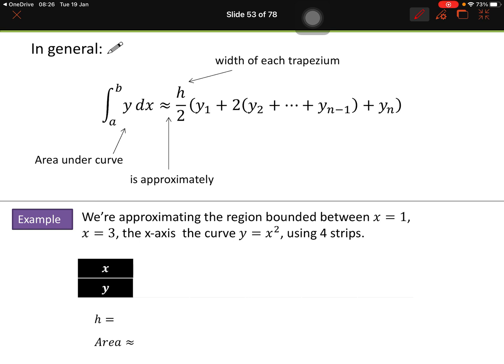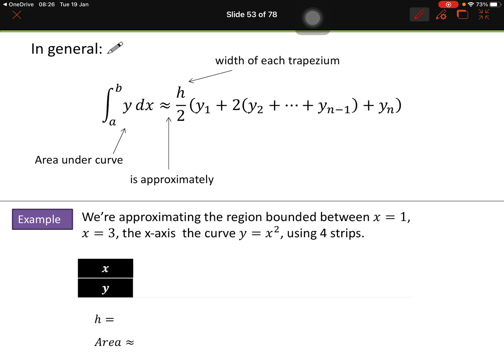So in general, the area under the curve, obviously we can do it as integration, but we can do the width of each trapezium h, lots of y1 plus 2 lots of y2 to yn minus 1 plus a yn. Shouldn't be anything too challenging with this. Okay, quick example. We're approximating the region bounded by x equals 1 and x equals 3 for the curve y equals x squared. Obviously, it's a really nice simple one.